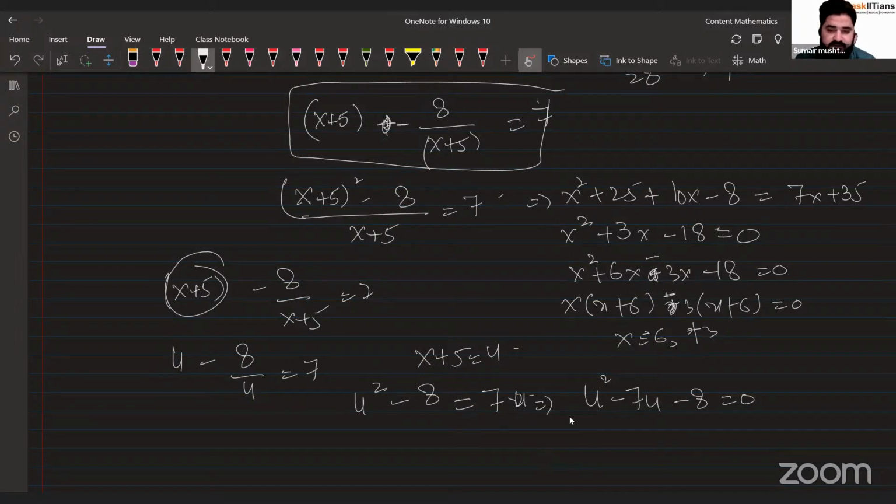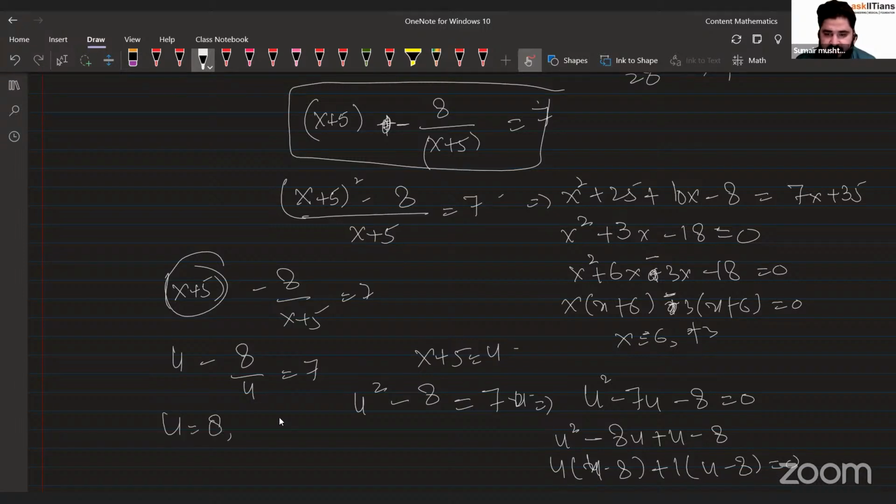Okay, how can we do this? Easily. This is u square minus 8u plus u minus 8. u can be taken common: u minus 8, and 1 can be taken common: u minus 8 is equal to 0. So u is equal to 8 and u is equal to negative 1. These are the two roots.